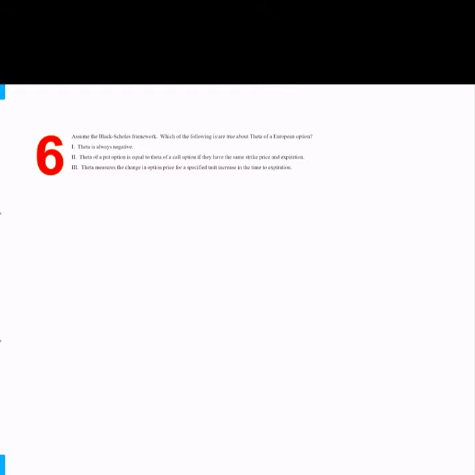Alright, next problem. Assume the Black-Scholes framework. Which of the following are true about theta? Theta of a European call, theta is always negative. Theta of a put option is equal to theta of a call option. And remember, theta is the partial derivative of V with respect to T. Right. The first statement: theta is always negative.